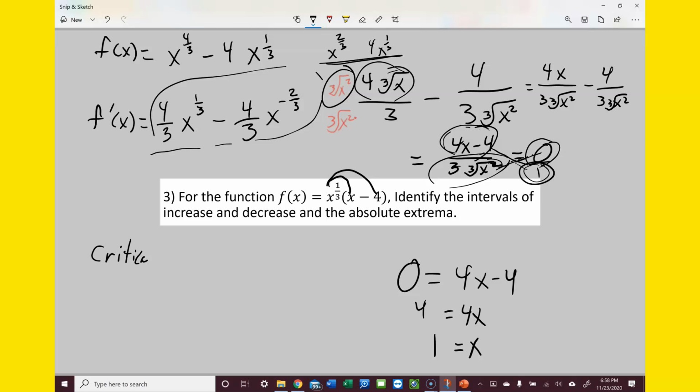Critical values would be x equals 1. And my other question, let me just rewrite this again. Again, my derivative, if I write it in a simplified way, is 4x minus 4 over 3 times the cube root of x squared. The other question is: is this undefined anywhere? And yes, it is. It's undefined when x is 0. If I plug in 0 for x, I'm going to get a 0 on the bottom. So it's also a critical point at x equals 0.